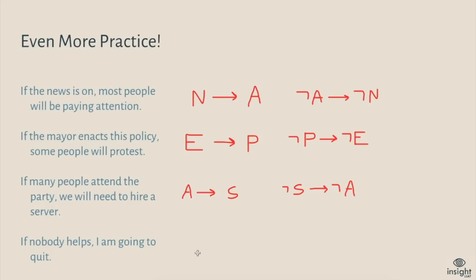If nobody helps, I'm going to quit. I'm sure we have all felt that way before somewhere. Let's say H for helps. If nobody helps, I'm going to quit. But if I don't end up quitting, what does that mean? It means it's not the case that nobody helped. Or more naturally, at least one person helped to block this part of the condition, right? If I didn't quit, at least one person helped.